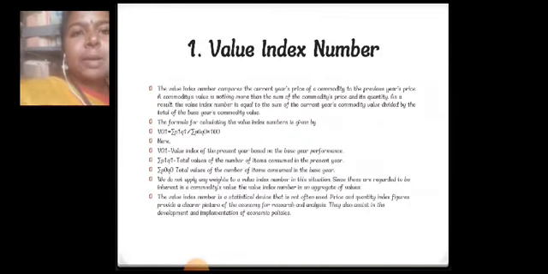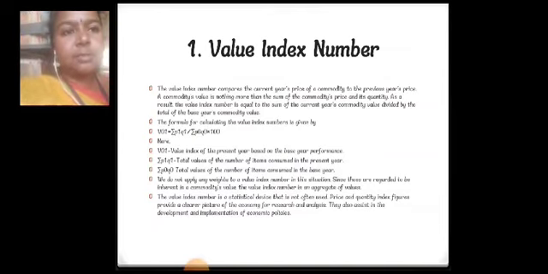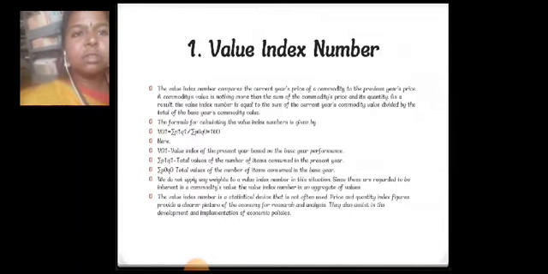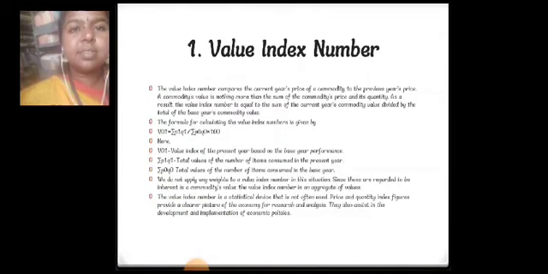The value index number compares the current year's value of a commodity to the base year's value. A commodity's value is nothing more than the product of the commodity's price and its quantity. So as a result, the value index number is equal to the sum of the current year's commodity values divided by the total of the base year's commodity values.